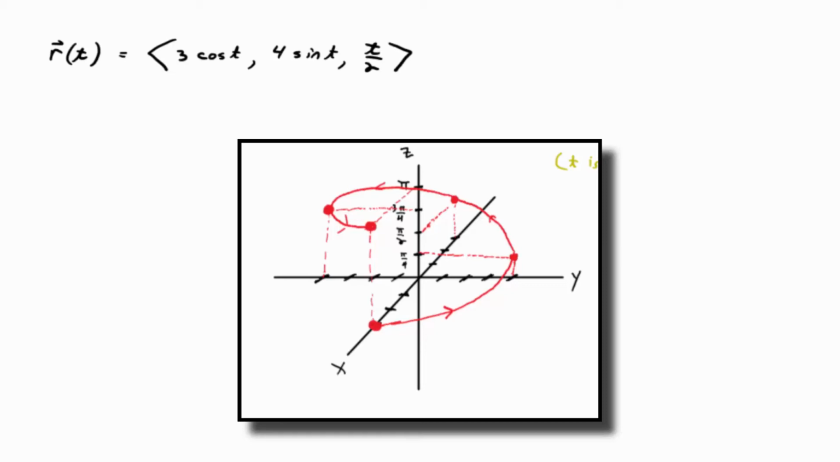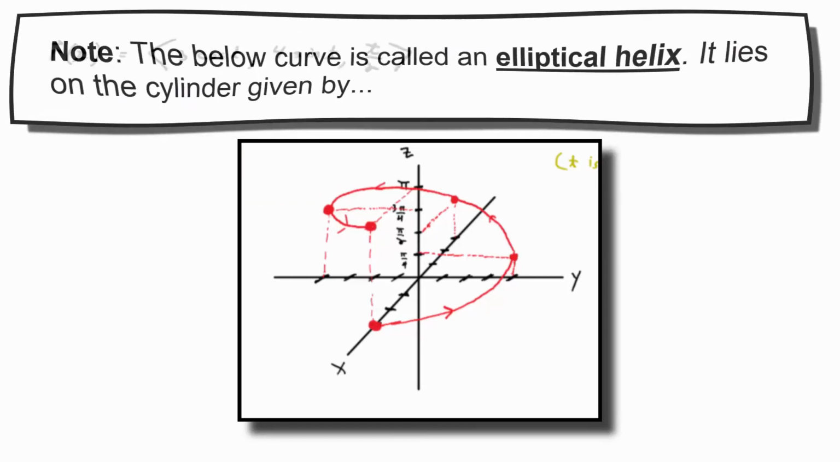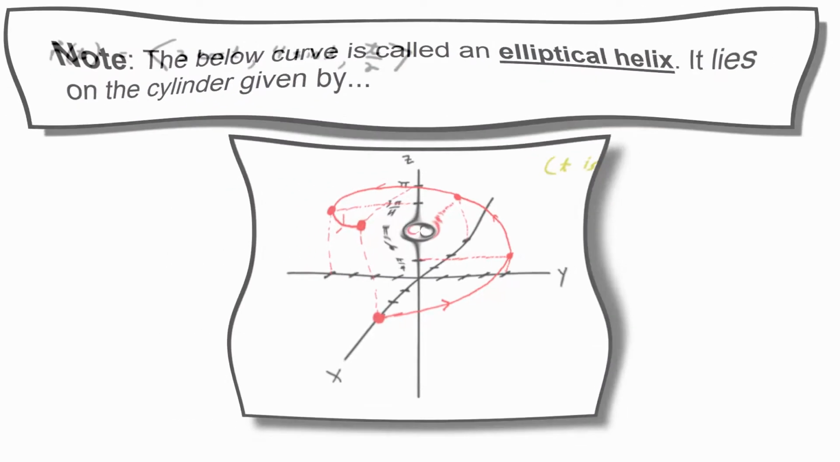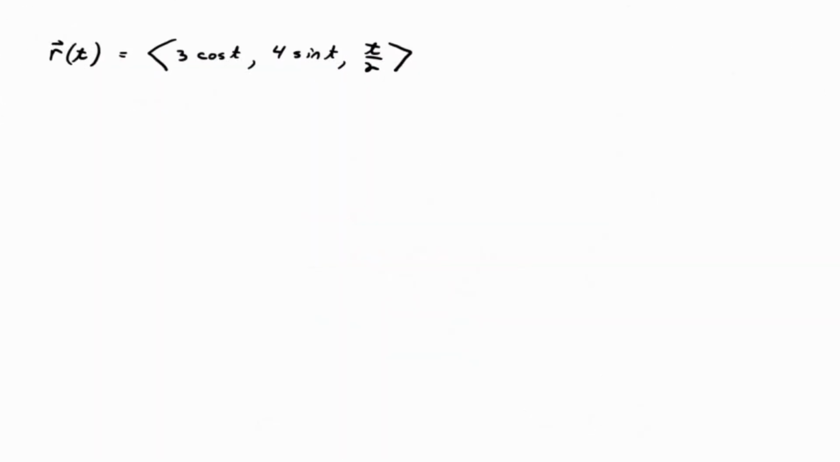I want to make a note here. This curve actually lies on a surface. So note, this curve is called an elliptical helix. It lies on the cylinder given by... We're going to figure out what kind of cylinder it is. So let's figure out what that cylinder has to look like. Let's figure out the equation of that cylinder, the rectangular equation.